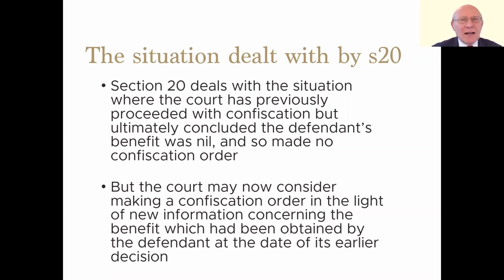So as you can see, sections 19 and 20 deal with two slightly different circumstances in which no confiscation order was made, either because it wasn't addressed or it was addressed and there was found to be no benefit. And then we have new information about benefit. Section 21, in contrast, deals with the position where a confiscation order was made, but we now have information that suggests he had more benefit at the time the confiscation order was made than we were aware of.